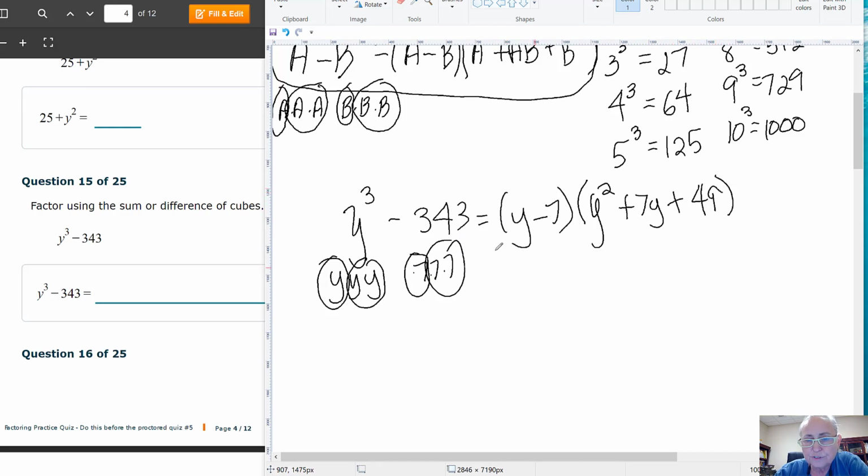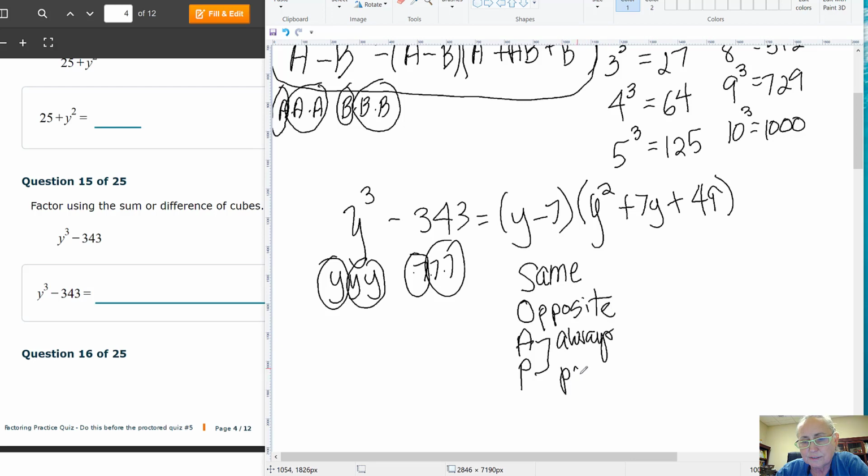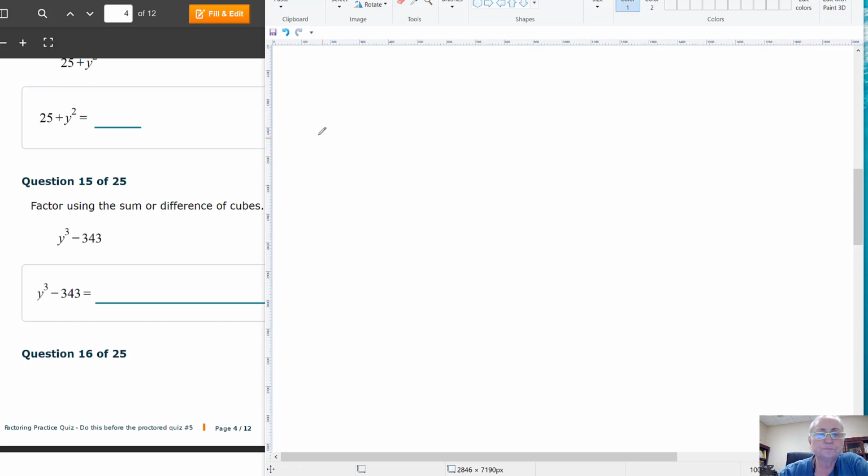So the rule for the signs here is there's a little mnemonic device called SOAP. Same as the problem, minus and a minus. Opposite from the problem, plus. Always positive on the end. Always positive. Okay? Now, let's multiply this out.